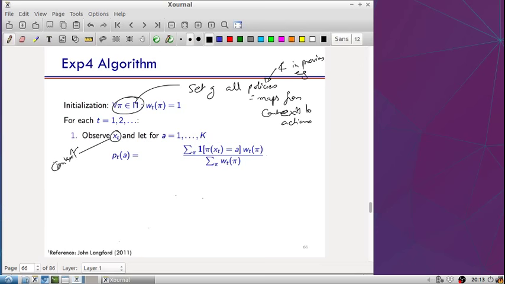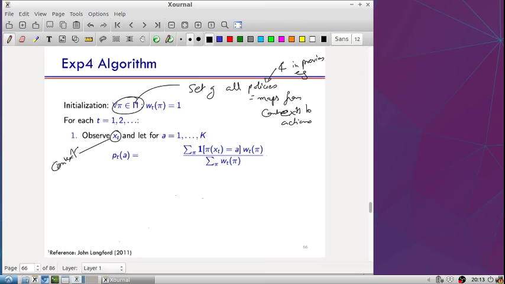For each action A that I can take for this context, I'm going to look at the sum of all the policies that are recommending action A. If there's a policy which is recommending action A, take its weight. If there's some other policy which is not recommending action A, don't take its weight. So you aggregate the weights, or these numbers that I've assigned to policies, which recommend action A, in the numerator. And the denominator is the sum of all these weights. At the beginning, if there are four policies, then the denominator is four.